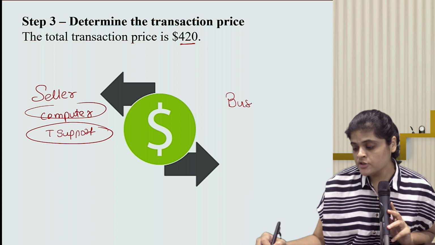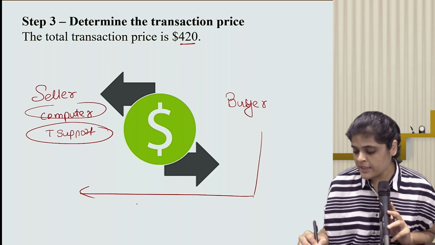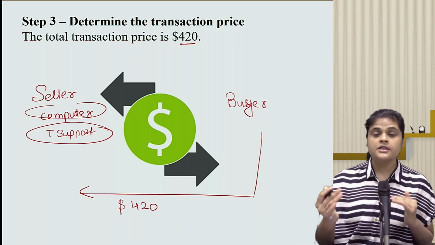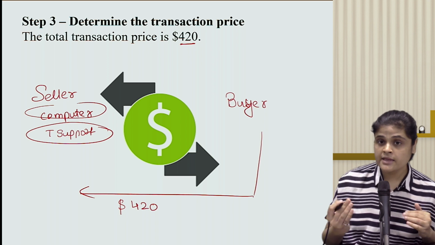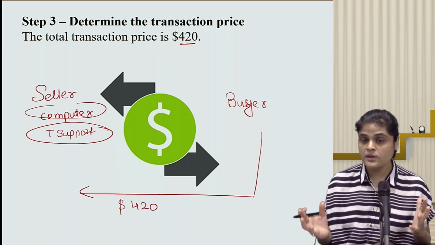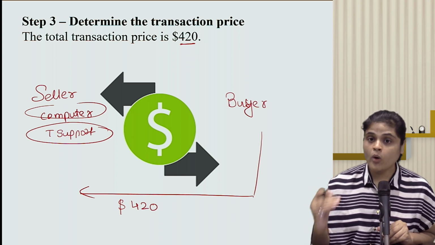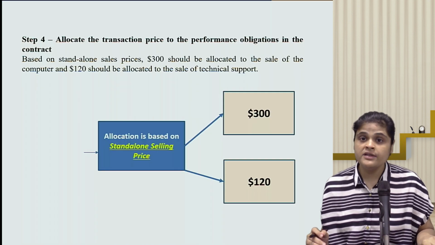The buyer will receive the goods and services, and in return the buyer will pay $420 for both the things. This is the deal between the seller and the buyer. Okay, this one was simple. Coming to step number 4. What will happen in step number 4?